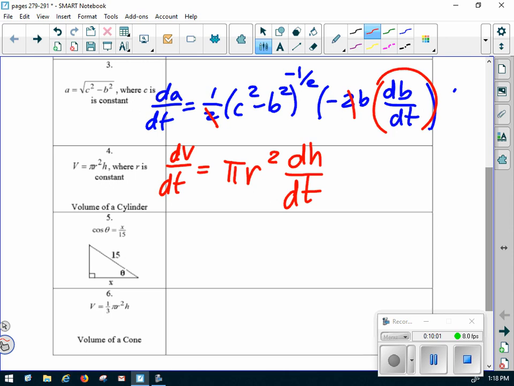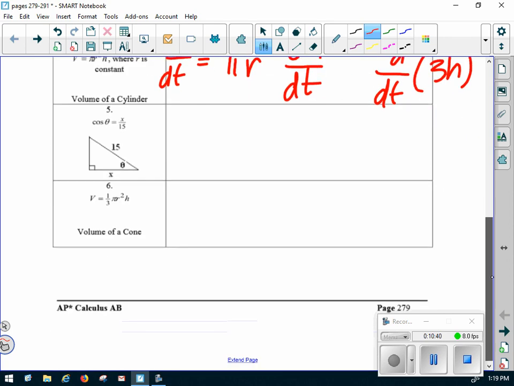The derivative of a constant is 0, but here it's a coefficient. The derivative of 3h is 3 times dH dt. So pi r squared is a constant coefficient, so it's the constant times dH dt. But in the equation above with the C, that was different because you're subtracting. The constant there was added, not a coefficient. Yes, you're right. Okay.